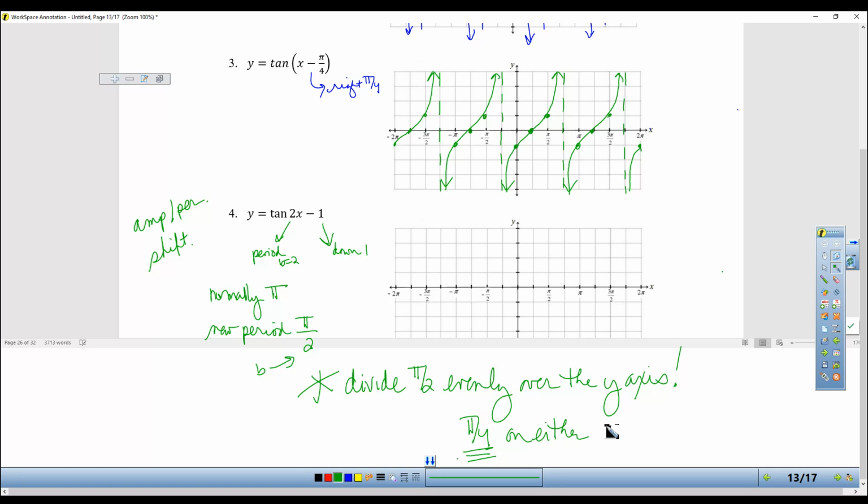I cannot even begin to tell you how many people do this wrong. They see pi halves, they do pi halves on either side. But that would make the entire period pi. A half plus a half would make a whole. We want the whole thing to be finished by pi halves. So it's going to be at pi fourths, because then the total distance of the period, the cycle, is going to be just pi halves. And you can continue to do that all the way across.